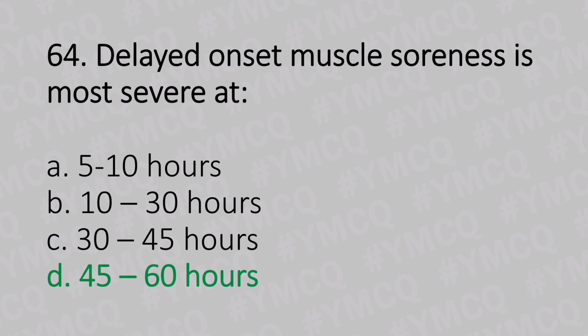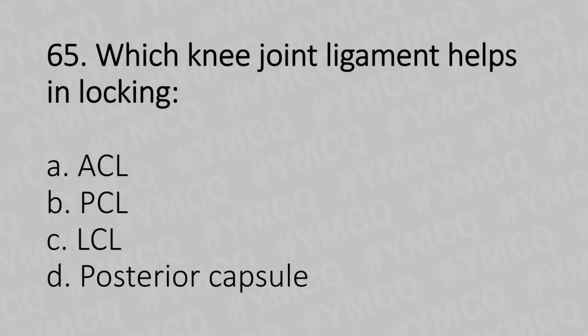Moving to our 65th question. Which knee joint ligament helps in locking? Option A, ACL, anterior cruciate ligament. Option B, PCL, posterior cruciate ligament. Option C, LCL, lateral collateral ligament. Option D, posterior capsule. And the answer is Option B, PCL.